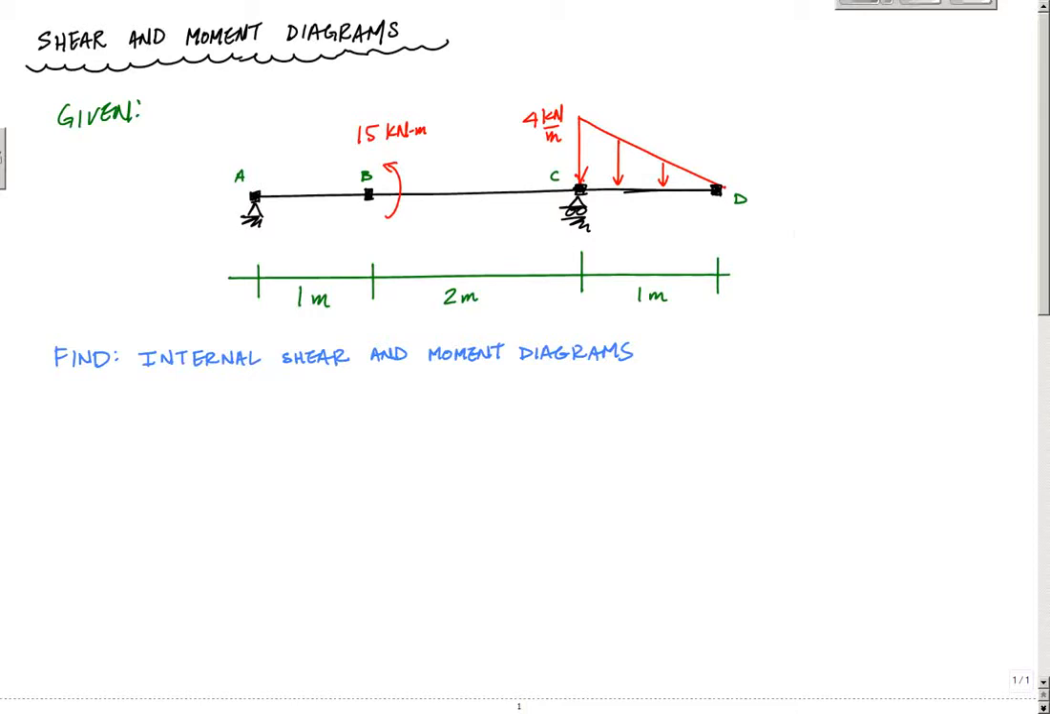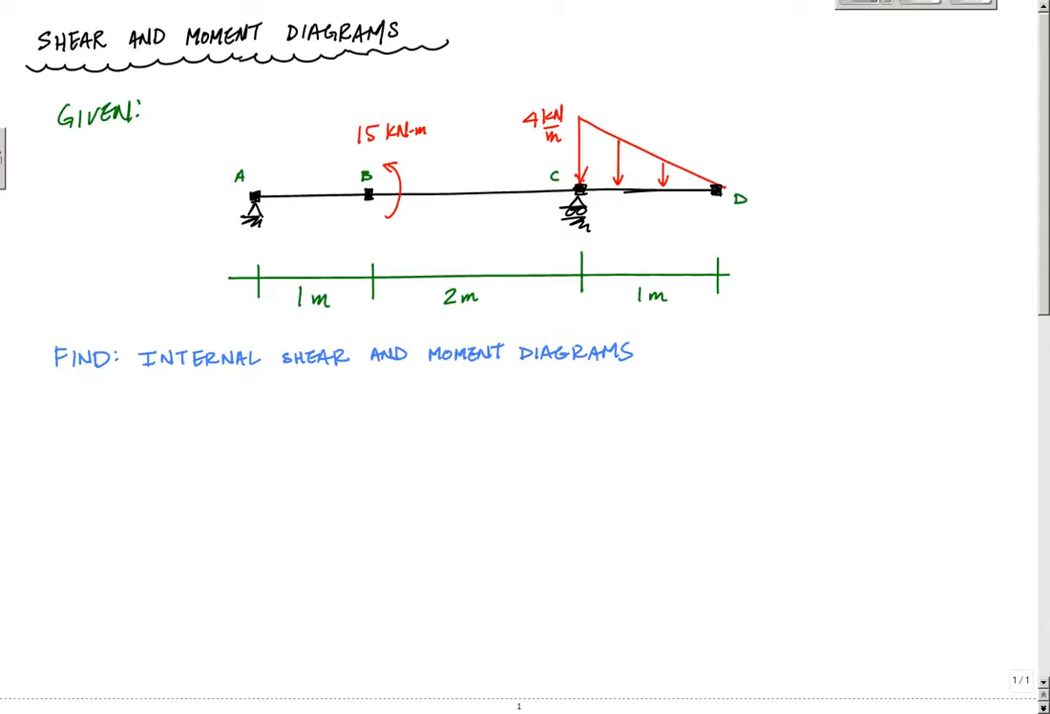All right, so in this example, I am going to do shear and moment diagrams for the simply supported beam. Given this here, simply supported at A, we have a concentrated moment at B of 15 kilonewton meters going counterclockwise, and then a triangle, or a linearly distributed load, between C and D of 4 kilonewtons per meter.